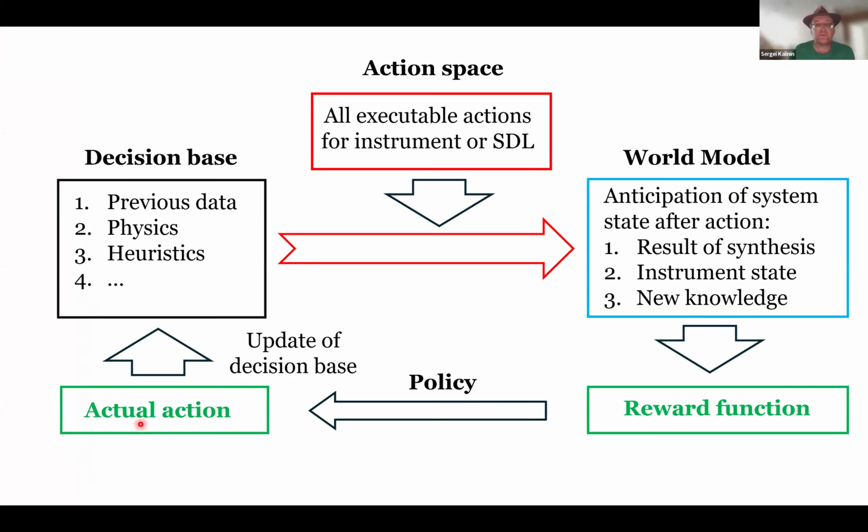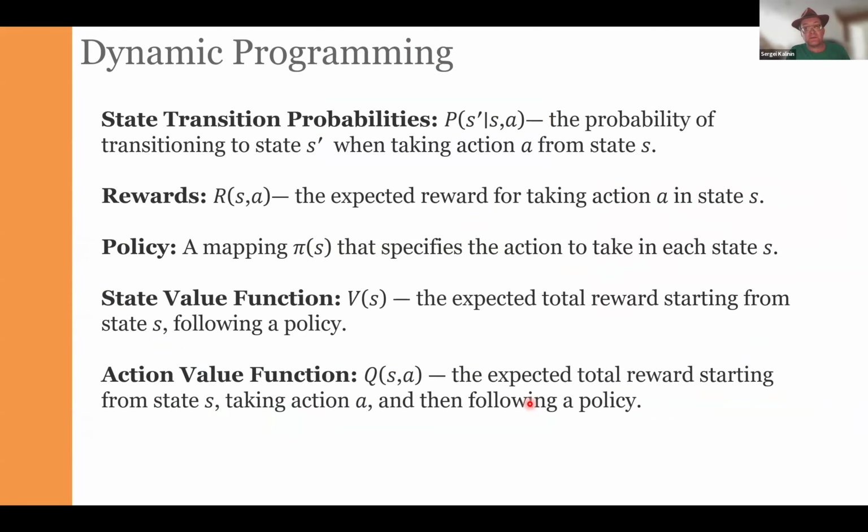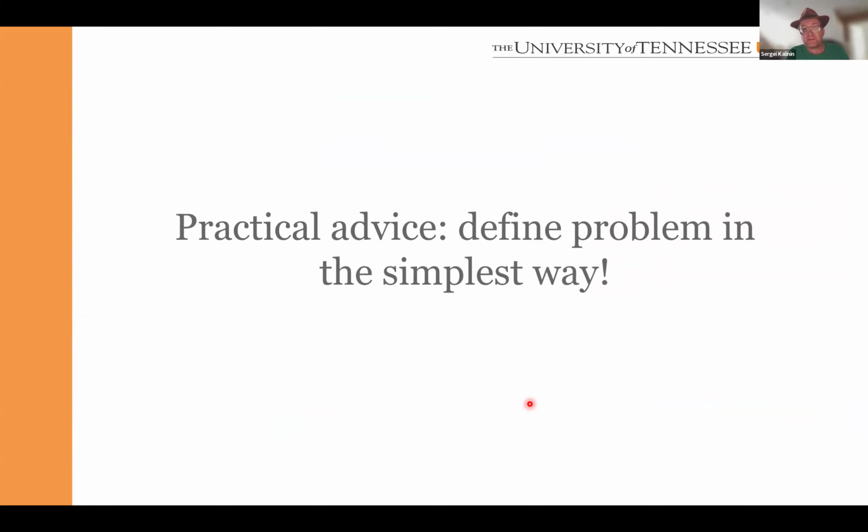Ultimately, what we need to do is to build the world model, action space, the definition of the reward function, and then build the policies. It takes a lot of time and effort. So we would be limited by our capability to represent the physical system via computer science abstractions as opposed to anything else. So my practical advice is, if you want to do that, then we can use things like reinforcement learning or dynamic programming. But practical advice is always define the problem in the simplest way.